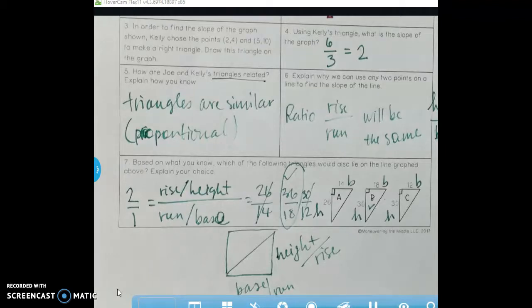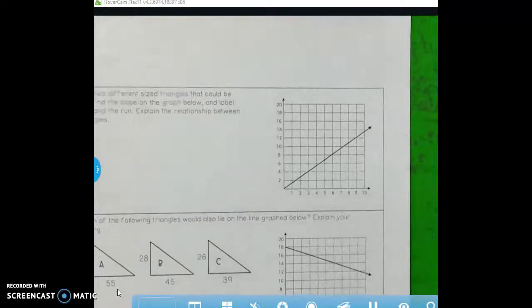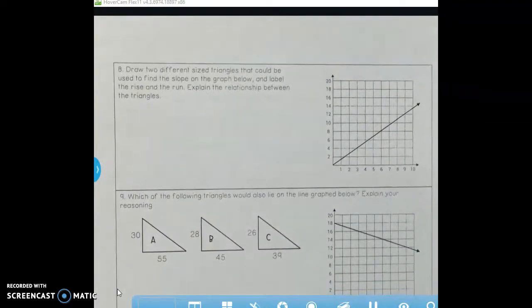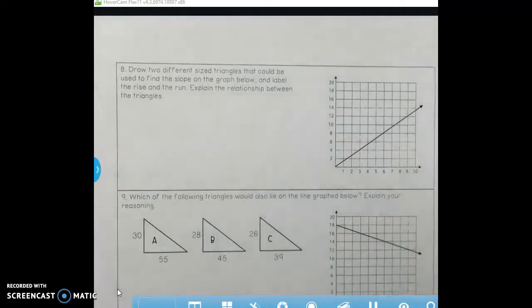All right, let's take a look at another example. Let's break down this process one more time. It says, draw two different triangles that could be used to find slope on the graph below, label rise over run, and explain the relationship. Again, I would like you to work with me on this and follow my lead.